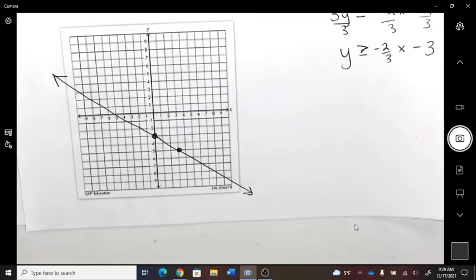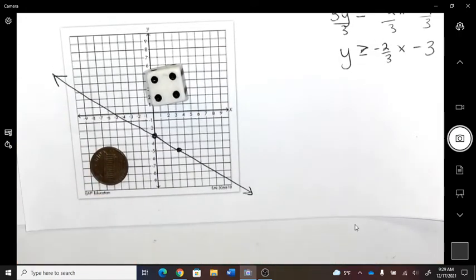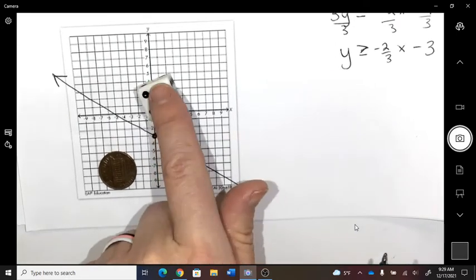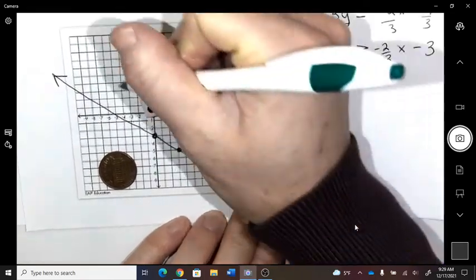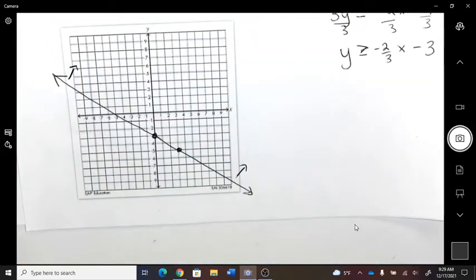Now, which side will I be on? Which side, the dice or the penny? Which side is the greater than side? The dice is on the greater side, because it's angling upward. So I'm just going to draw myself some little cheating arrows like that. That's the side I would want to be on.